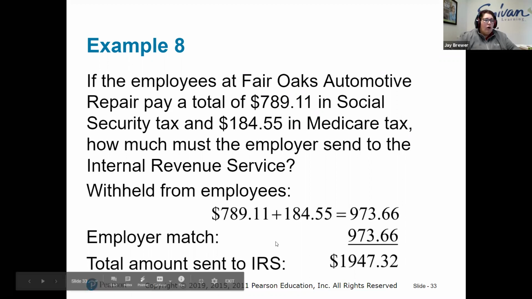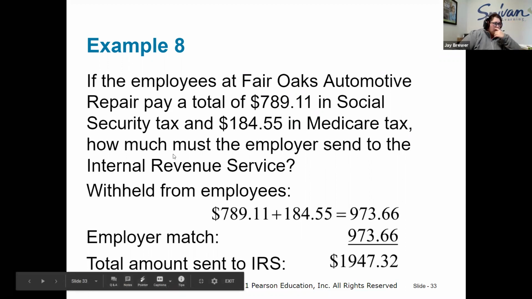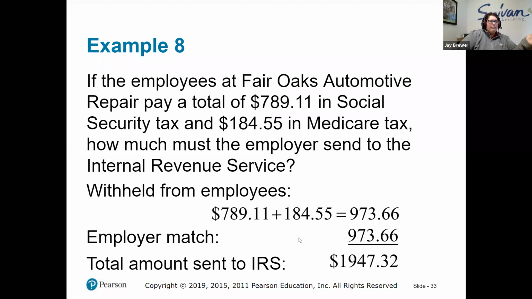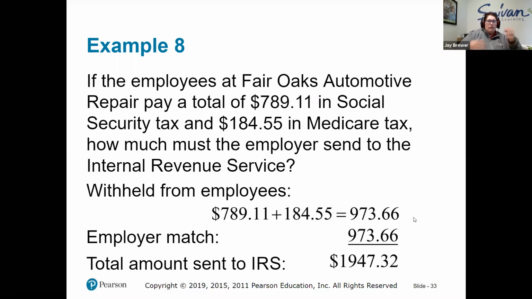So like overall, the total amount sent to the IRS would be this total. So their question's wrong. Their question said, how much must the employer send to the IRS? Because we as the employee, we don't have to send it per pay period. The employer sends it on, like they take it from our paycheck and then they match it and then they send it to the IRS.